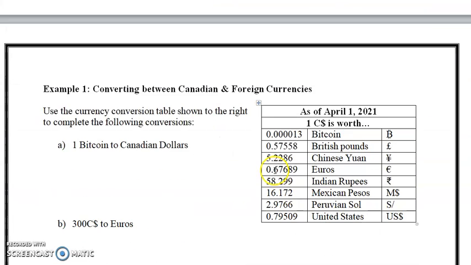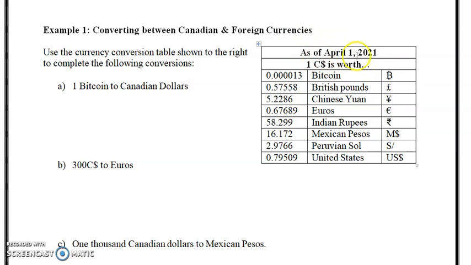Let's look at example 1, and this is as of April 1st, 2021. I pulled these values from the internet. These were literally changing every minute or so. We'll talk more about how to get the conversions and where you get those, from the bank and in different places, a little later on. The first one says, use the currency table shown to the right to complete the following conversions. 1 Bitcoin to Canadian dollars.